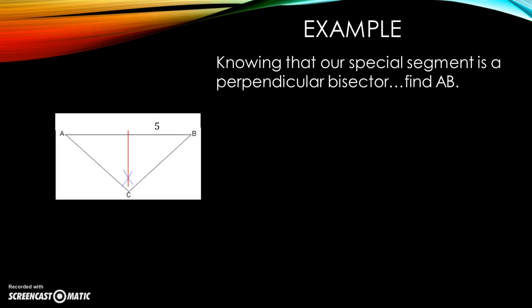Here we're talking about sides. It wants to know how big is the whole thing if one of the halves is 5, so the whole thing is 10.